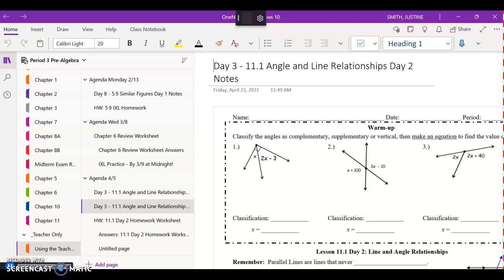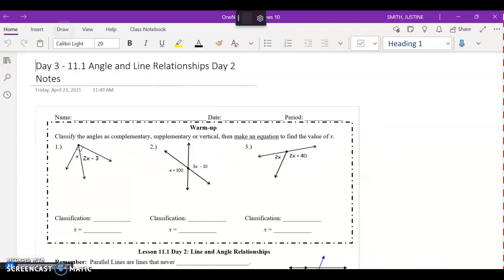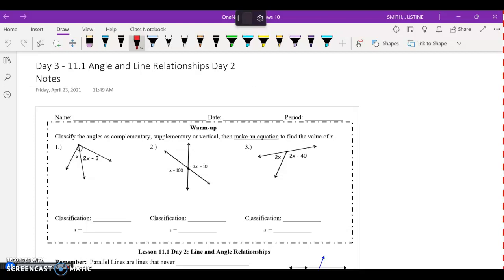Hi, pre-algebra. We're looking at more angle and line relationships. I want you guys to try the warm-up. If you need to go back to your notes from yesterday to do it, you can do that. Then pause the video, and after you did the warm-up, you can check here again.